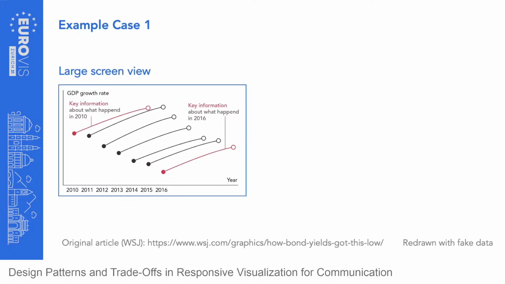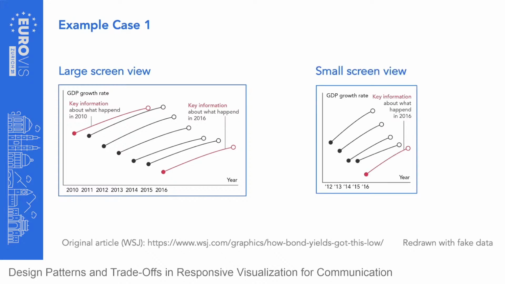Before introducing our results, I will first describe several example cases. These examples are redrawn and conceptual, but based directly on examples from our sample. In the large screen view of this case, the x-axis encodes years, and the y-axis encodes the predicted GDP growth rate. Each line segment is a predicted change of GDP growth rate for 5 years. The line segments for the predictions made in 2010 and 2016 are highlighted by red color and annotated.